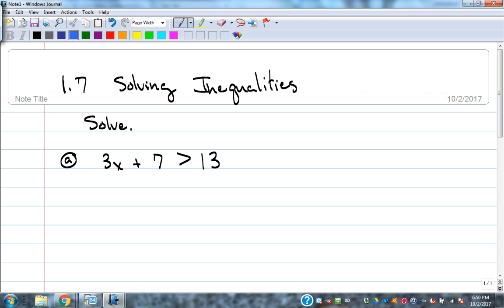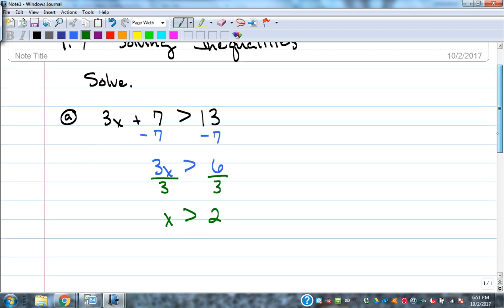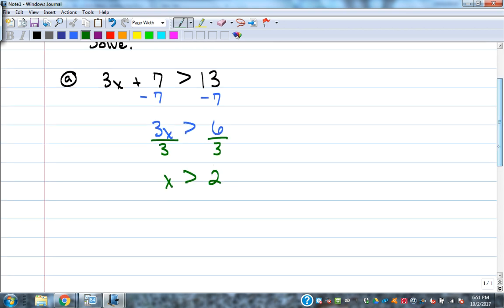So you do inverse operations. So we move the 7 by subtraction. 13 minus 7 would be 6. And then the last step would be divide by 3. And that's x is greater than 2. When we write our answers, we want to be able to write them in several different ways.